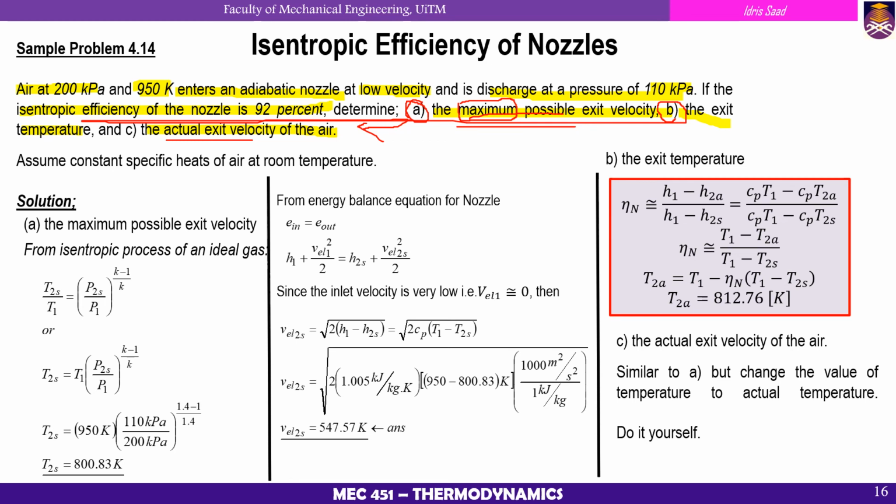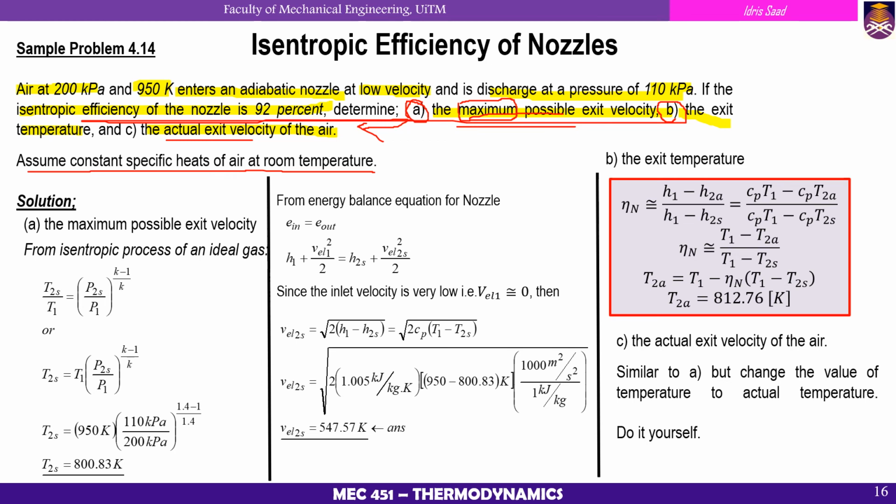The question also said to assume constant specific heat of air at room temperature. When we assume constant specific heat, this reflects our calculation. So we have to take the specific values of air at constant room temperature, which is 300 Kelvin. For air, Cp is equal to 1.005, Cv is equal to 0.718 kilojoule per kilogram Kelvin, and the specific heat ratio k is equal to 1.4. So that is the value.